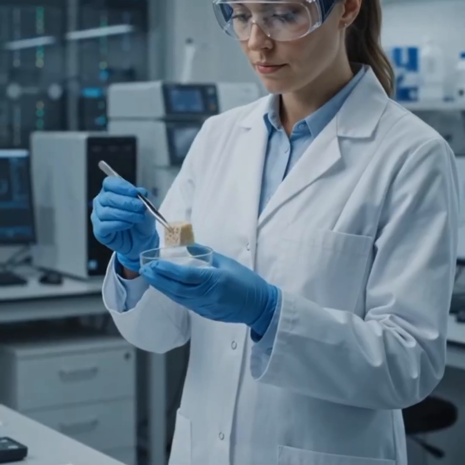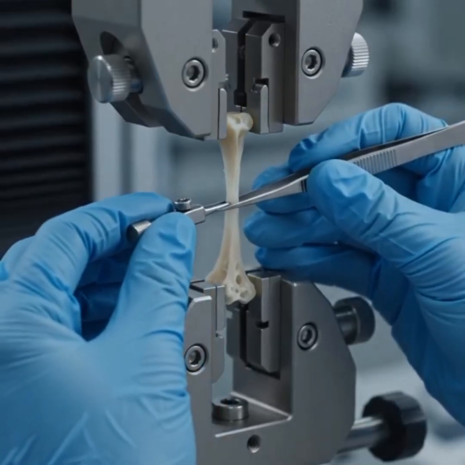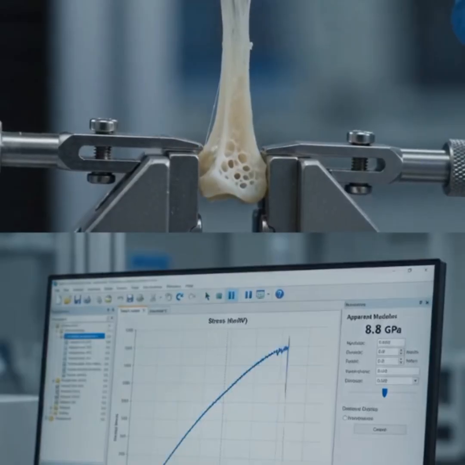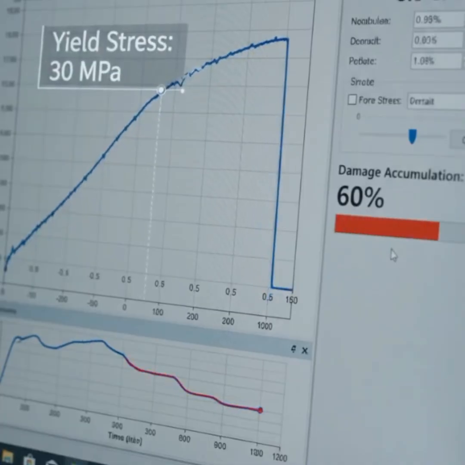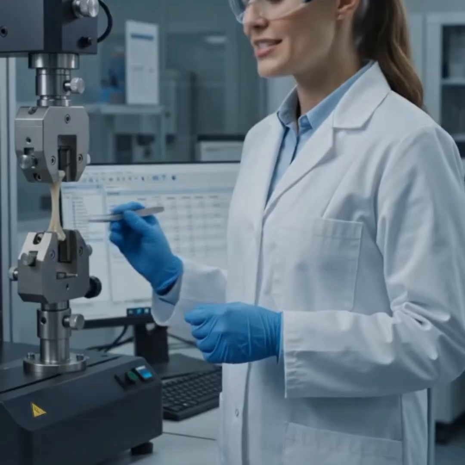We begin by isolating a single trabecular strut from the femoral head. Individual trabeculae are mounted for microtensile tests. The apparent modulus reaches 8.8 GPa. Yielding begins at 30 MPa as damage accumulates.